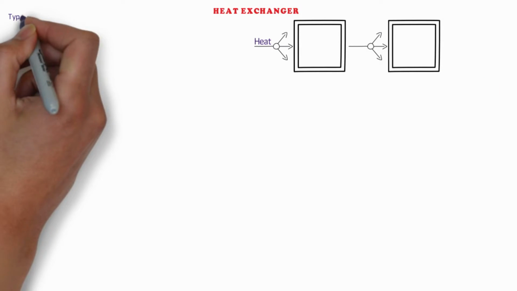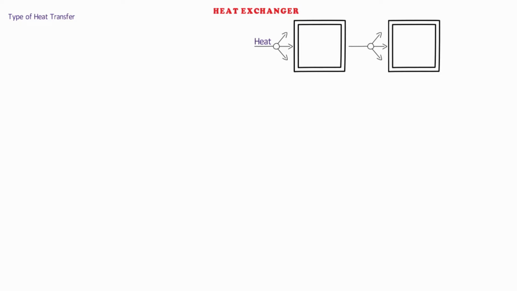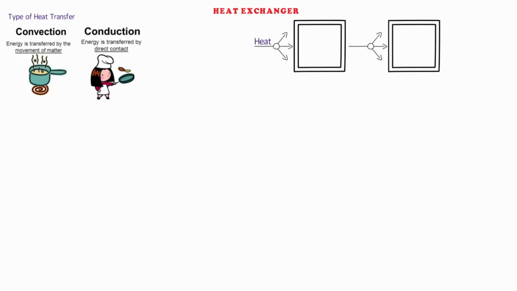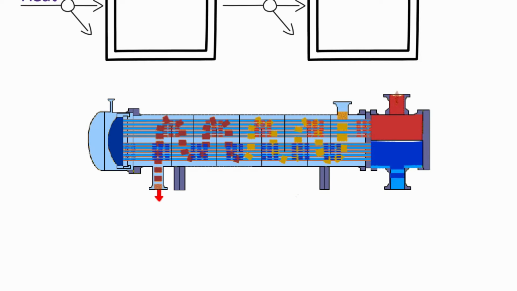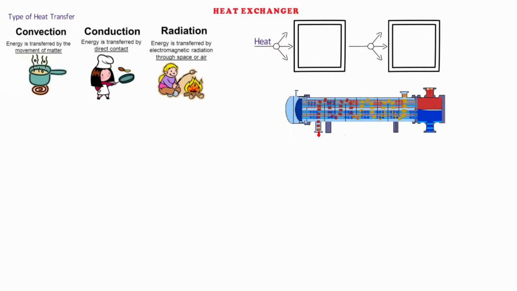There are three basic types of heat transfer. First, convection, which is the movement of heat by actual motion of matter. Second is conduction, which is the transfer of heat energy by direct contact. And radiation, which is the transfer of energy with the help of electromagnetic waves. Out of these, the two most common forms encountered in the chemical processing industry are conduction and convection.